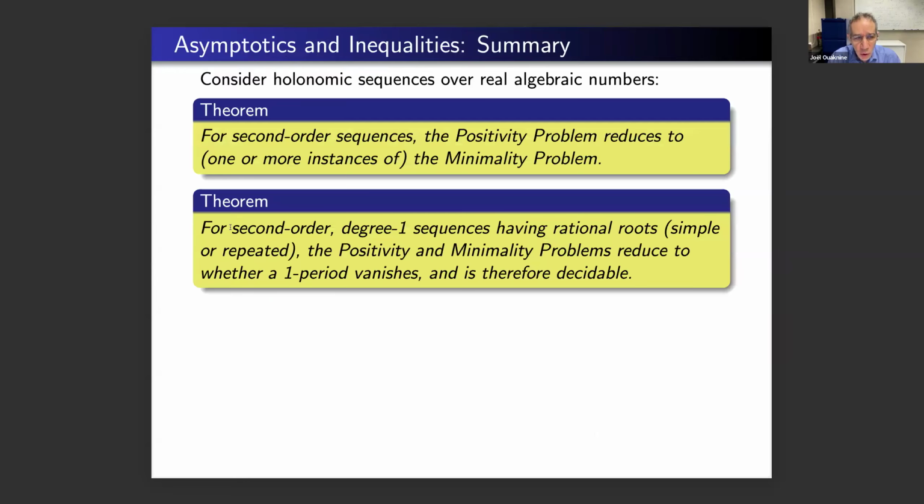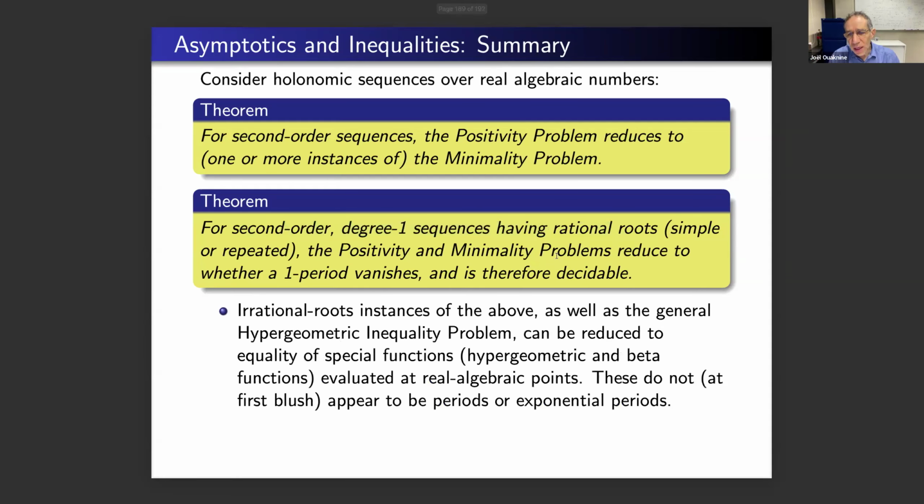And for second order degree 1 sequences that have rational roots, here the roots were 1 and 2, the positivity in the minimality problem reduced to whether a 1 period vanishes and is decidable. And finally, you can ask, well, what if you had irrational roots? Then if you had complex conjugate roots, it would be okay because then you'd have oscillating behavior. It would never be positive.